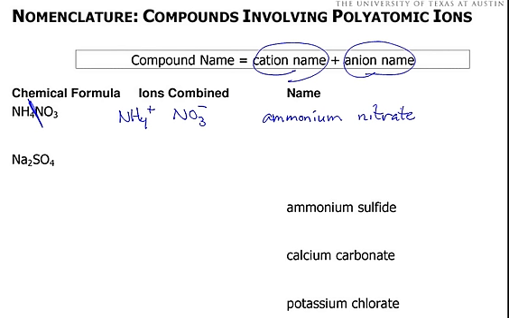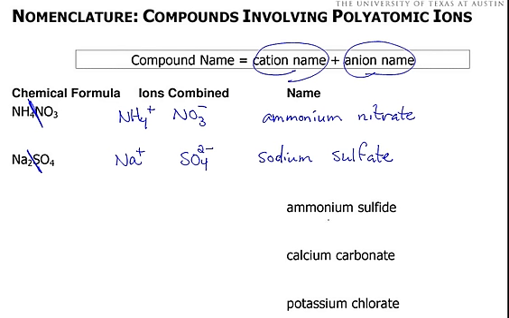Let's do another example. I have Na2SO4. I need to break it into its ions. So I have Na2 isn't an ion, but Na plus is. So I see that I have two Na pluses and an SO4 2 minus. Na plus is sodium, and SO4 2 minus, I had to memorize, is sulfate. So Na2SO4 is sodium sulfate.